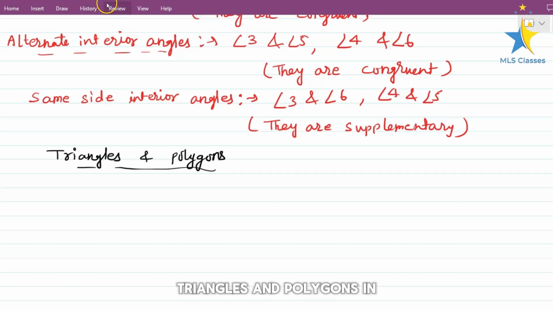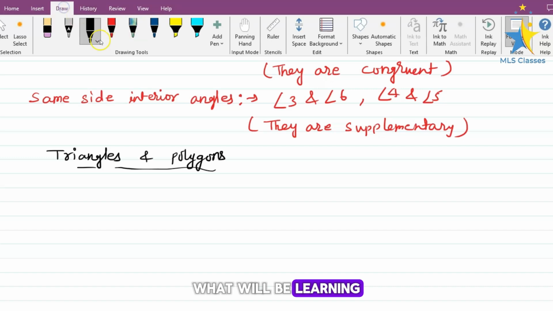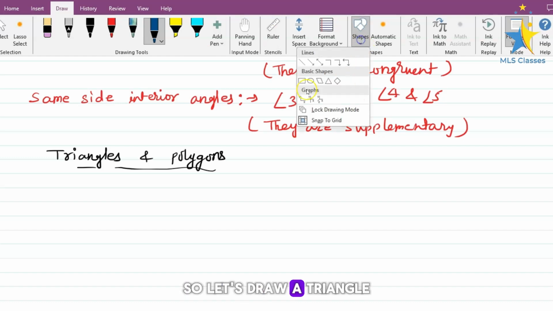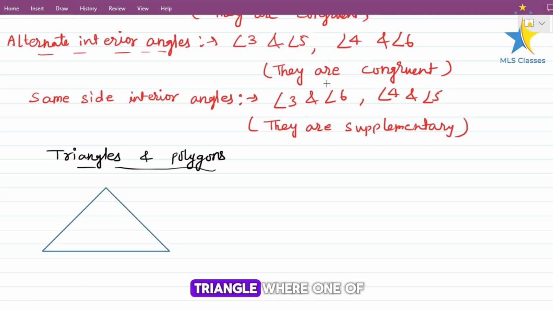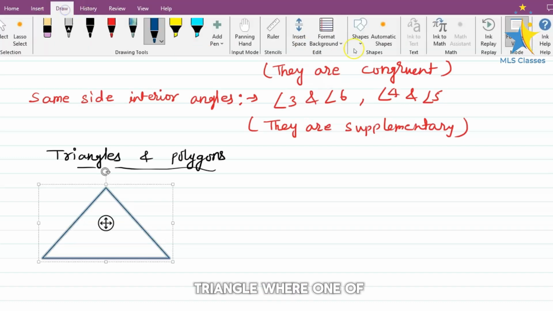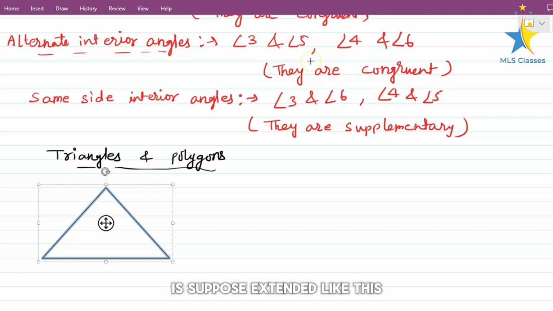In triangles and polygons, what we will be learning first, as we already know that the sum of all angles in a triangle is 180 degrees. So I'm not going to discuss that. Here we will start with the exterior angle of a triangle. So let's draw a triangle. Suppose this is a triangle where one of the sides is extended like this.